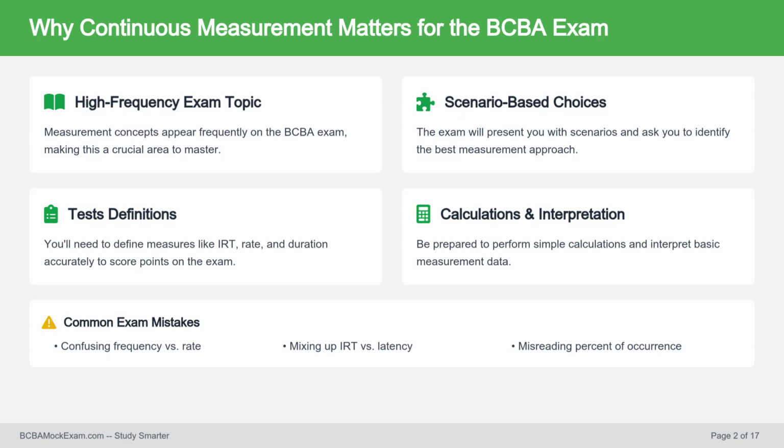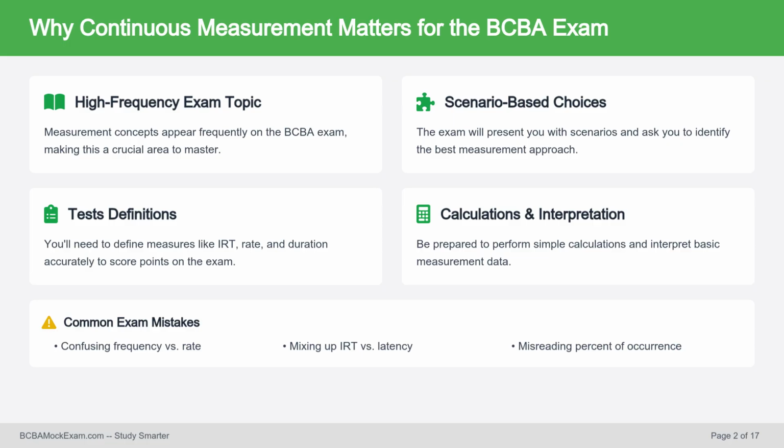Let's start with why continuous measurement is such a big deal for the BCBA exam. This topic appears repeatedly in multiple formats: direct definition questions, scenario-based questions, and simple calculation items. The exam wants to see whether you can precisely differentiate terms like rate versus frequency and duration versus IRT. It also wants to know whether you can analyze a situation and choose the best measurement procedure.